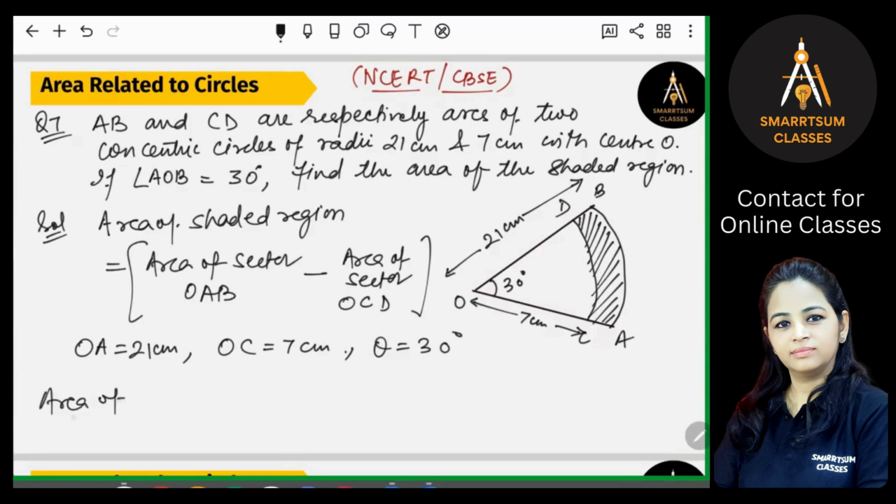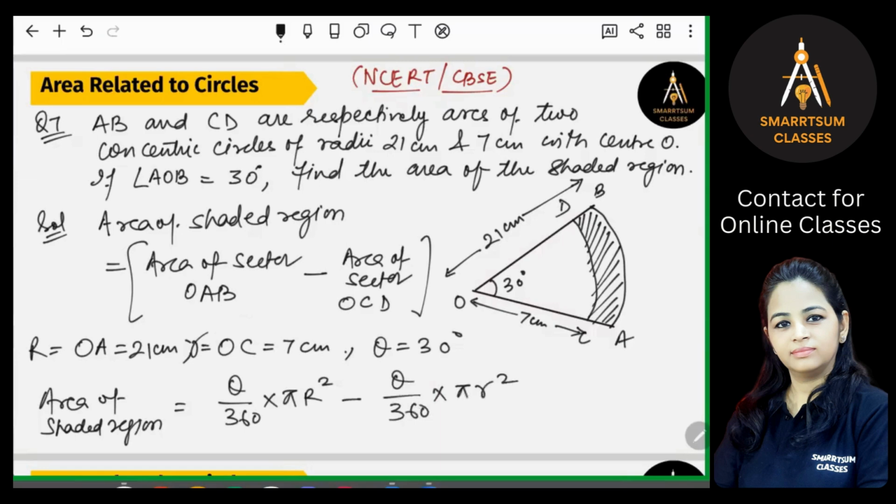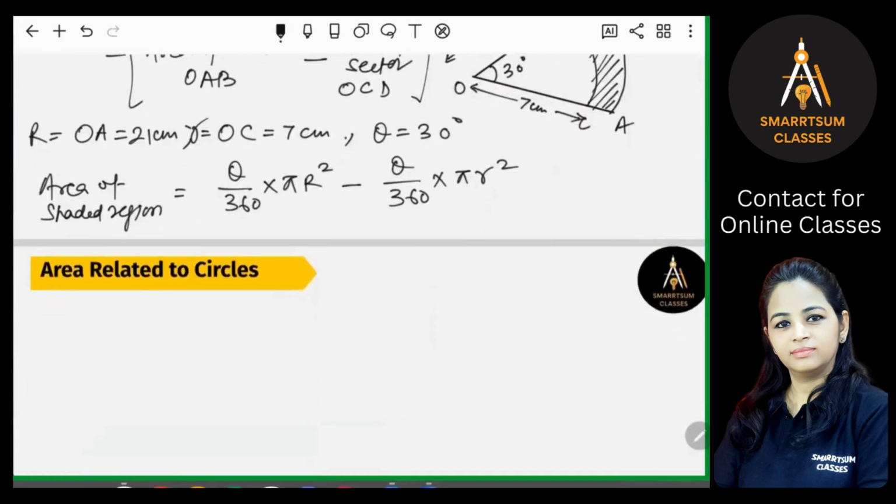So the area of the shaded region will be equal to the area of sector OAB. The area of sector OAB will be theta upon 360 into pi r square, right? Suppose this r we have taken as capital R, and this can be taken as a small r. So we can do it like theta upon 360 pi R square minus theta upon 360 into pi small r square, right? This is the area of sector OCD.